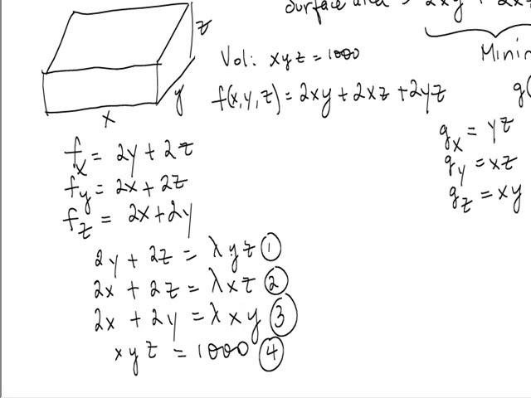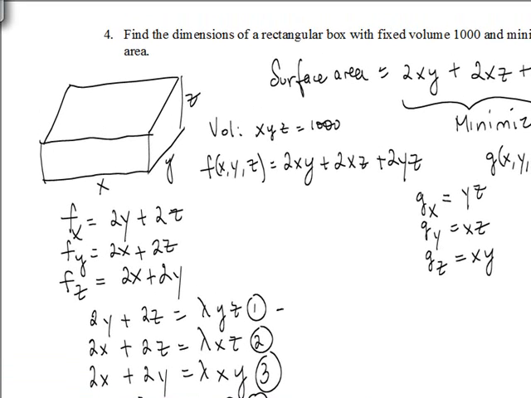If I had lambda xyz, that'd be good. So why can't I do that? Why can't I multiply number 1 by x, number 2 by y, number 3 by z? That would make all the equations the same. Let's see what's going to happen. And so that's another trick. It's a beautiful trick. So multiply by x.